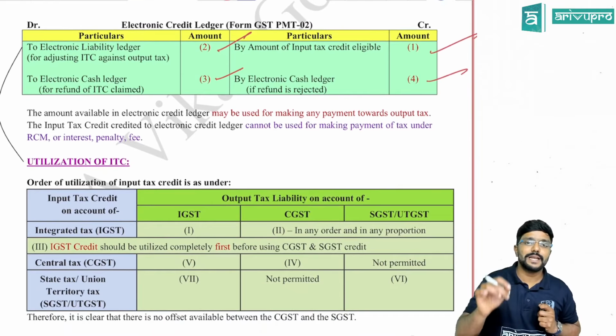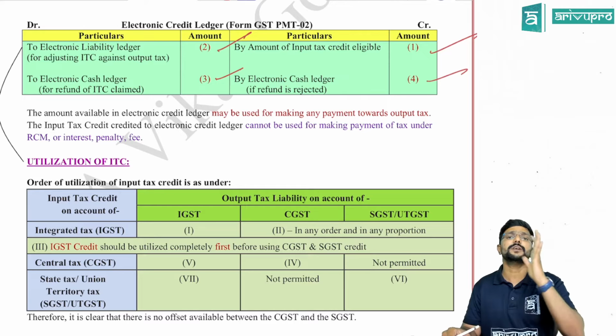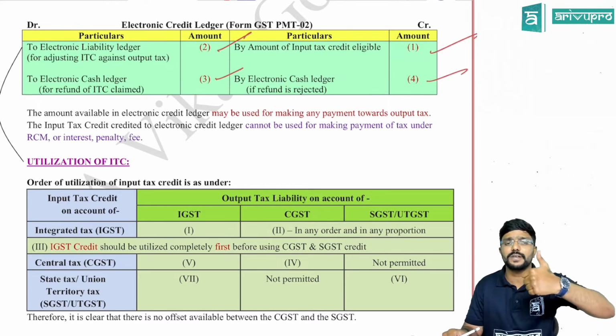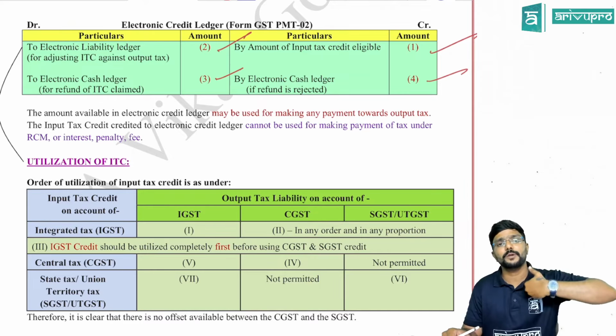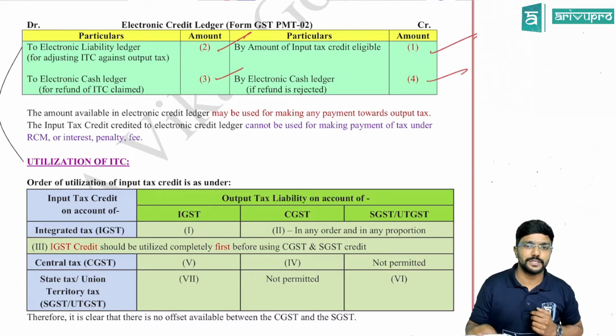And whatever balance is there in the electronic credit ledger can be utilized only to make payment towards output tax. If I am liable to pay anything in the form of interest, late fee, penalty, or if I am liable to pay tax under RCM on my inward supply, I have to pay it through the cash ledger only.